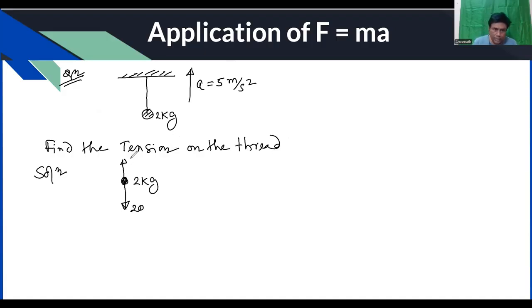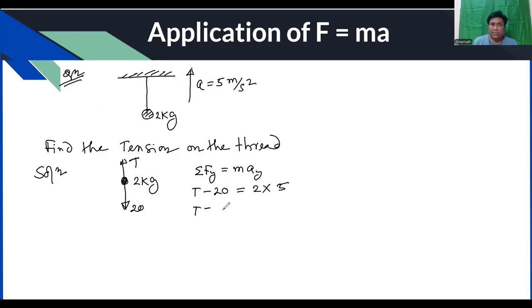Actually, the thread is pulling the object upward. Now that is called tension. Tension is the force on a tight, stressed string. So now again, you have to draw the force equation. Say the vertical direction is y. The sum of all the forces must be equal to mass into acceleration in the y direction. So Fy upward: the upward force is tension minus the downward force, which must be equal to mass into acceleration.